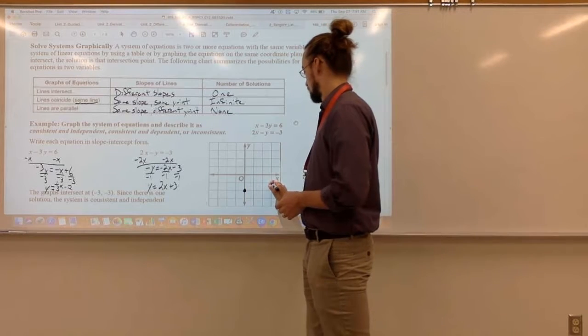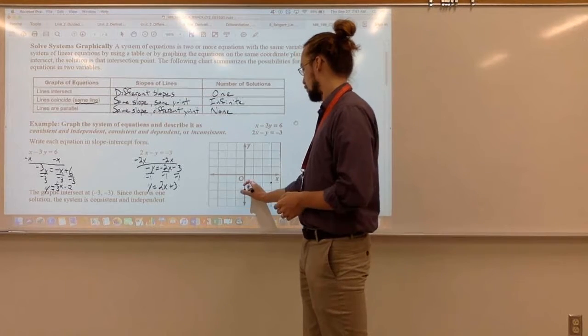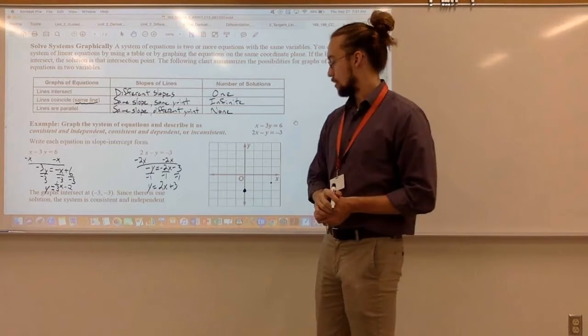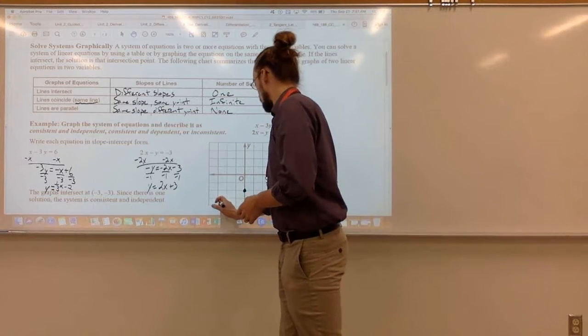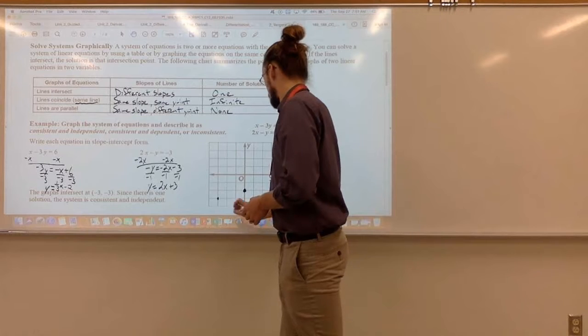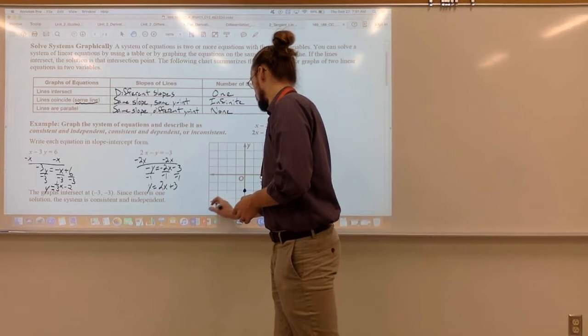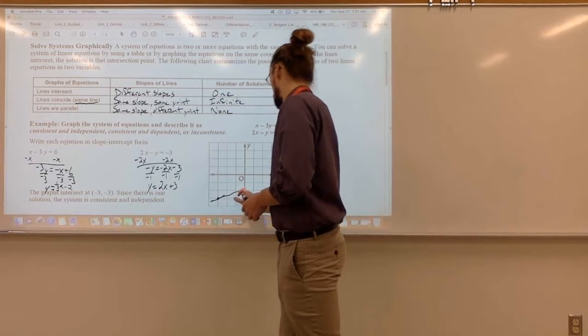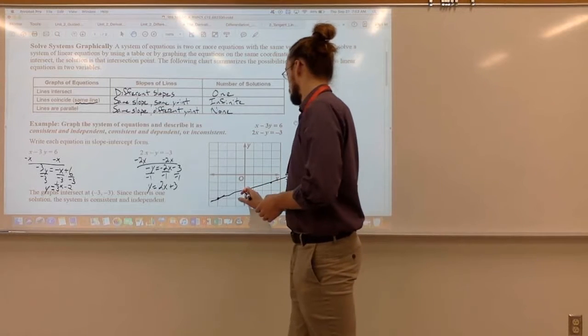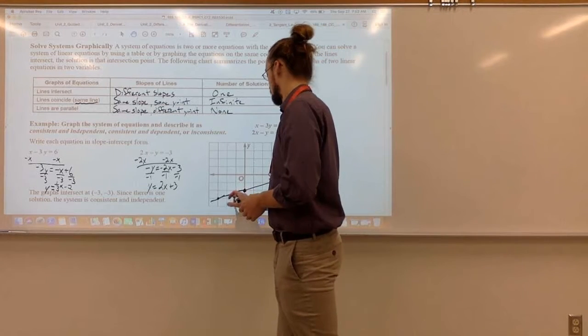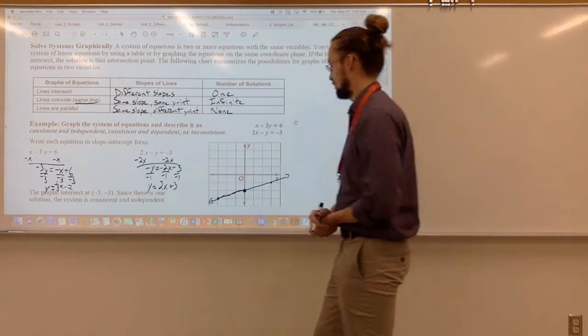Exactly. Wow, good job, Lawrence. So up 1 and right 3. I could also go down 1, left 3, and then sketch that line. You can just use a straight edge. Yeah, a straight edge would be a good idea.